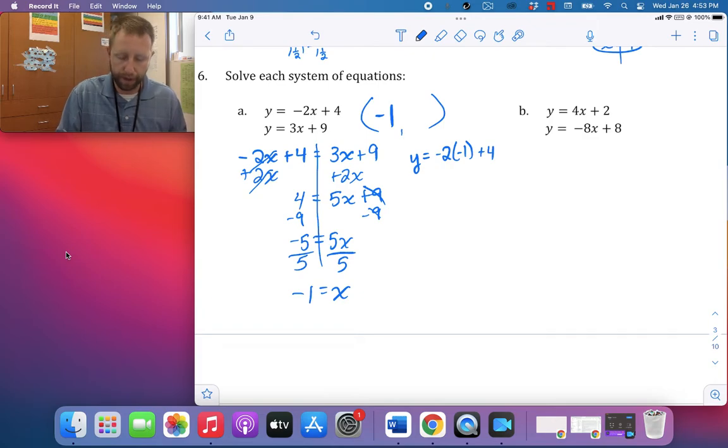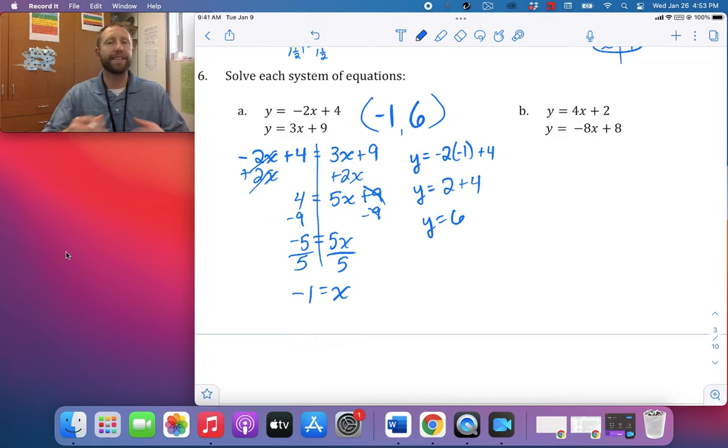Well, what's -2 times -1? A negative times a negative is a positive. And then 2 plus 4 is 6. That's your answer. Okay? -1, comma 6. That's your answer. Solving for x, that's only half of it. You got to get the y value too.